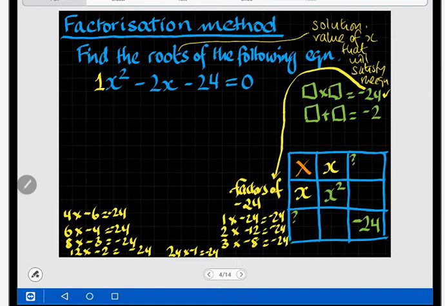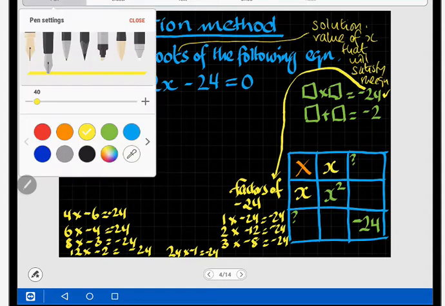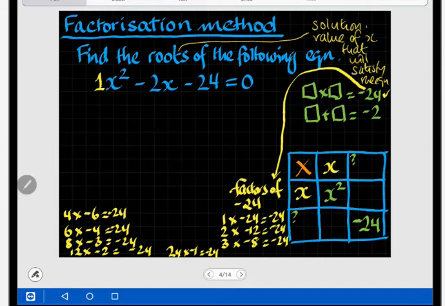So 1 plus minus 24 is not minus 2, is it? No, we cannot use that. 2 plus minus 12. No. 3 plus minus 8 gives me a minus 5. No. 24 plus minus 1. No. 12 plus 2. No. That's not the solution. 8 plus, no. That's 5. 6 plus minus 4. 2. Oh, is it 2? No, but it's minus 2. No, it's wrong. 4 plus minus 6. Yes. This is my solution.